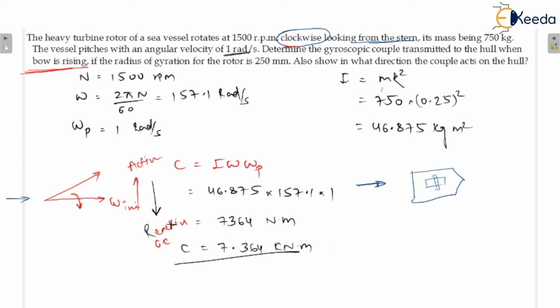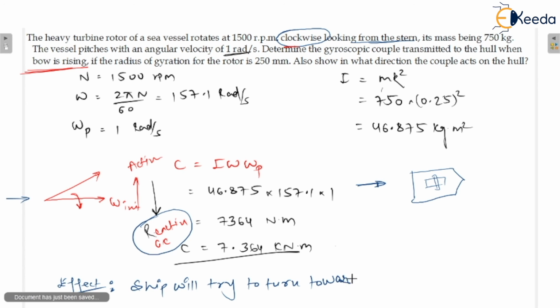But what is the effect? I always tell you, the effect means the reactive gyroscopic couple. You can see that the reactive gyroscopic couple is on the right side of the ship. That means the ship will try to turn toward the starboard side.